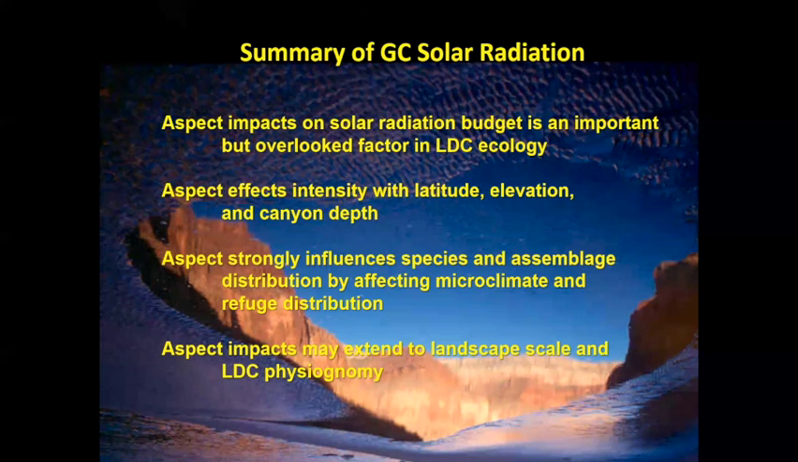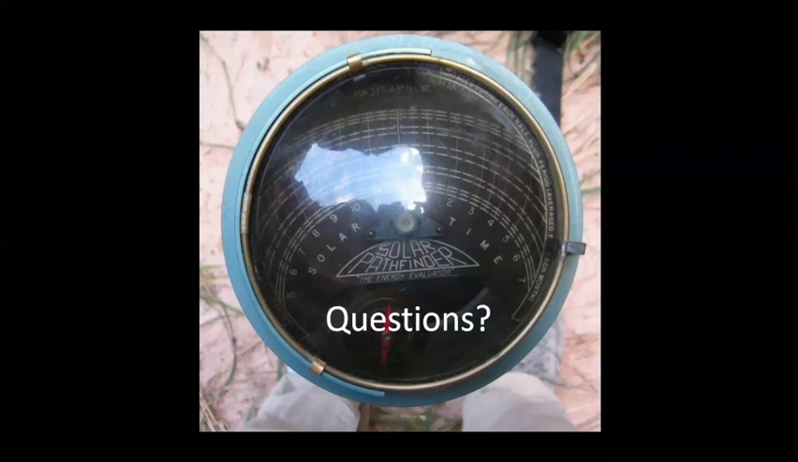Aspect effects may extend to landscape scale, as we saw in some of these larger reaches of Grand Canyon, these maybe solar fetch reaches and whatnot, also to whole sections of the geomorphic reaches of Grand Canyon, and perhaps even to the physiognomy, the shape of Grand Canyon, in terms of differences in freeze-thaw erosion on north versus south facing slopes. If there are any questions, happy to take those.